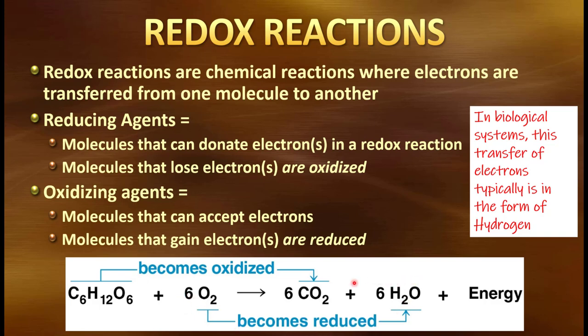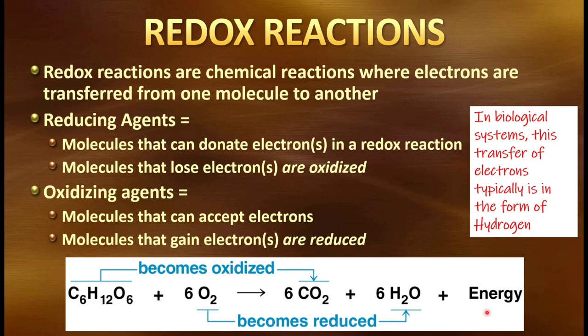So what was the oxidizing agent here? It was oxygen, because oxygen picked up the electrons. The oxidizing agent has become reduced. What was the reducing agent? The reducing agent was the one that donated the electrons. So it was the glucose. It was the reducing agent which became oxidized.